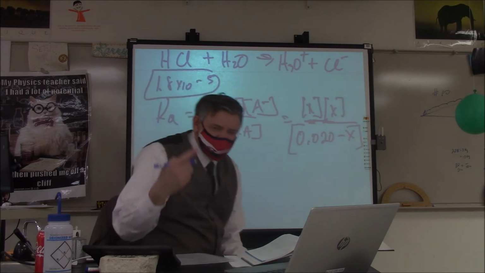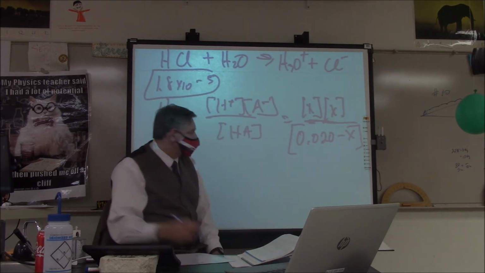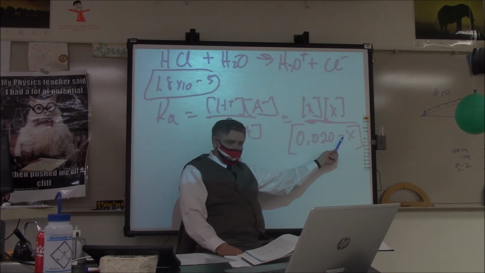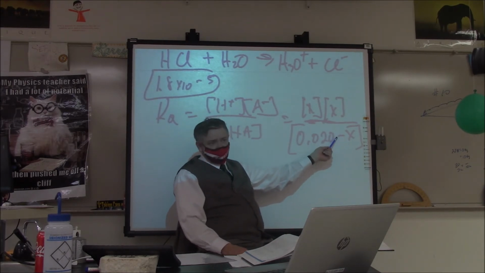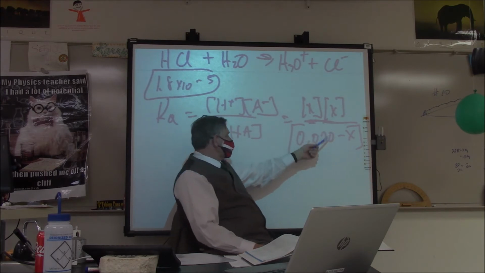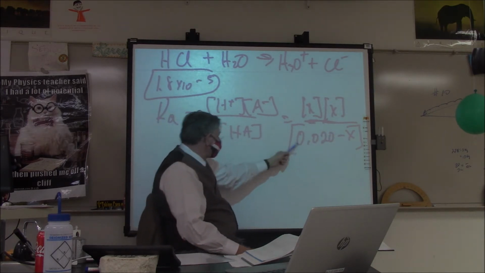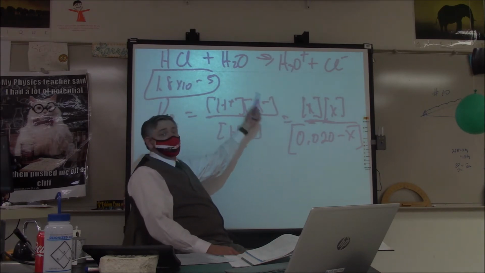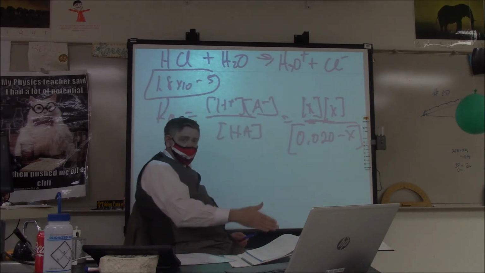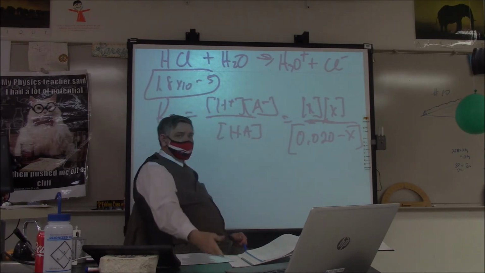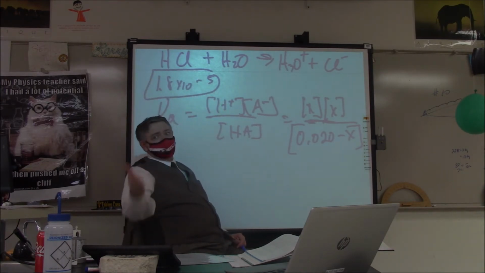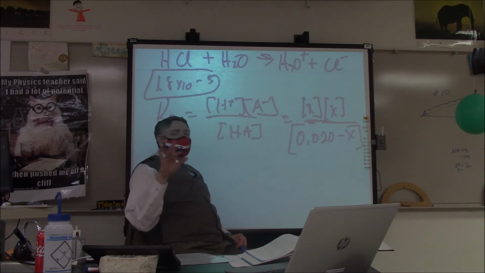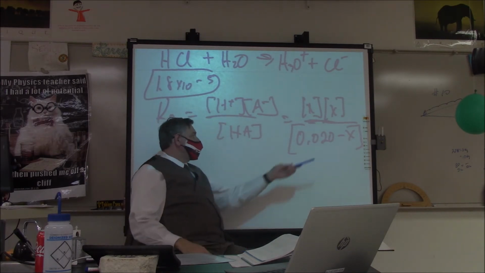Unless I explicitly tell you differently, don't worry about subtracting this X. And here's the reason why. Because then you have to solve it as a quadratic. You've got to multiply Ka times 0.020 minus X, and that's going to equal X squared. Then you've got a value in front of your X squared and a value in front of your X, and then a numeric value, and you have to solve it as a quadratic. Unless I explicitly tell you to do that, don't worry about it.